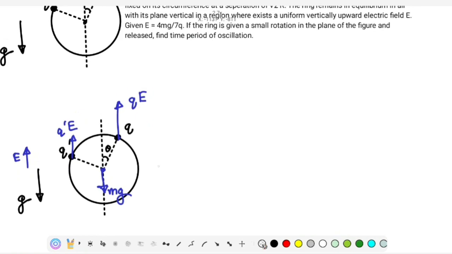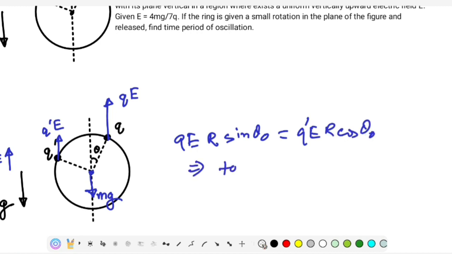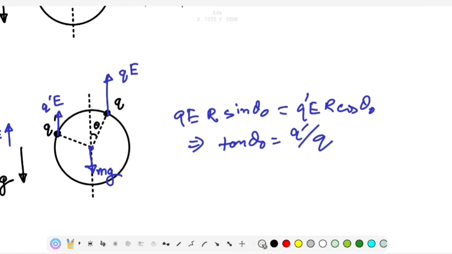For that, first of all, we need to balance the torque about the center. That is quite easy. For some angle theta naught, if the system is in equilibrium, then we can obviously write this equation. The charges are q and q dash. From that we will get tan theta naught equal to q dash by q. We also have to balance the translational equilibrium, so we write the translational equilibrium equation.